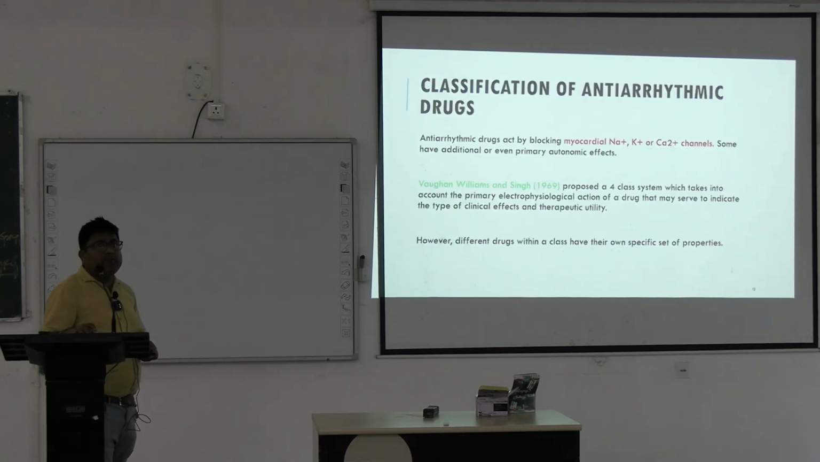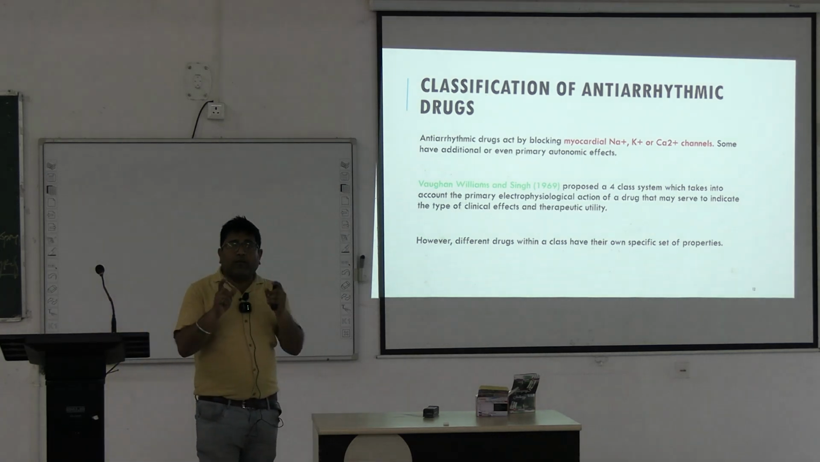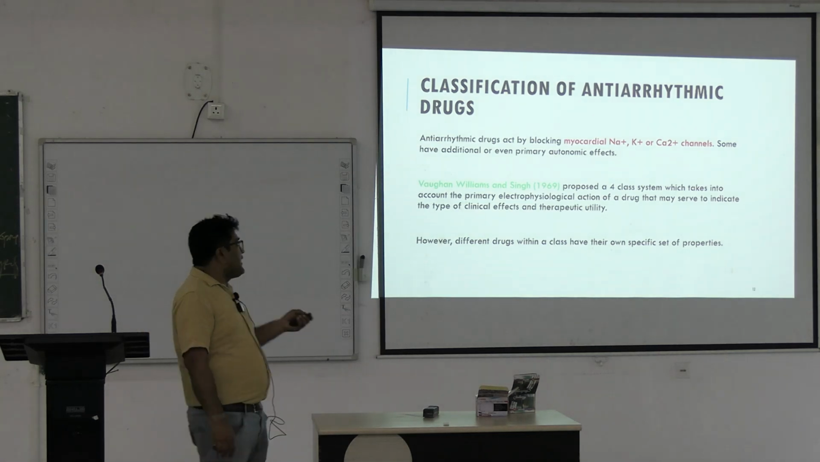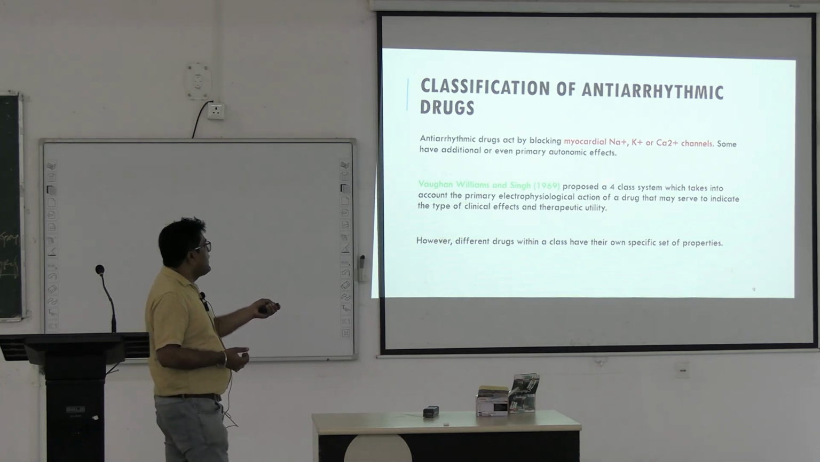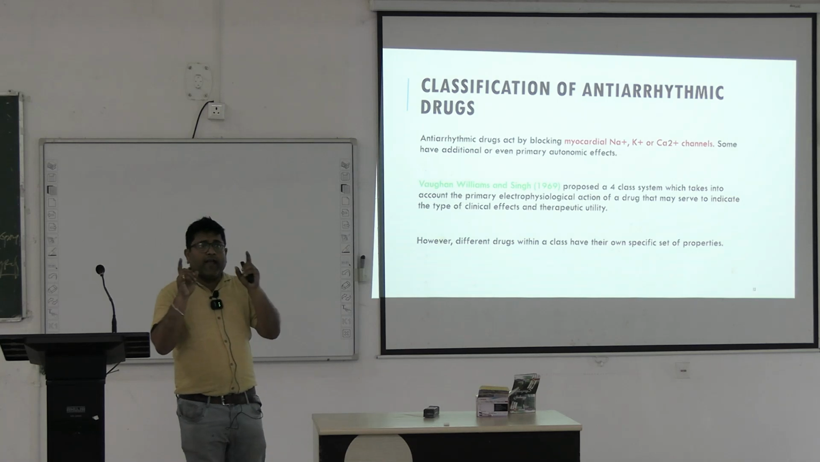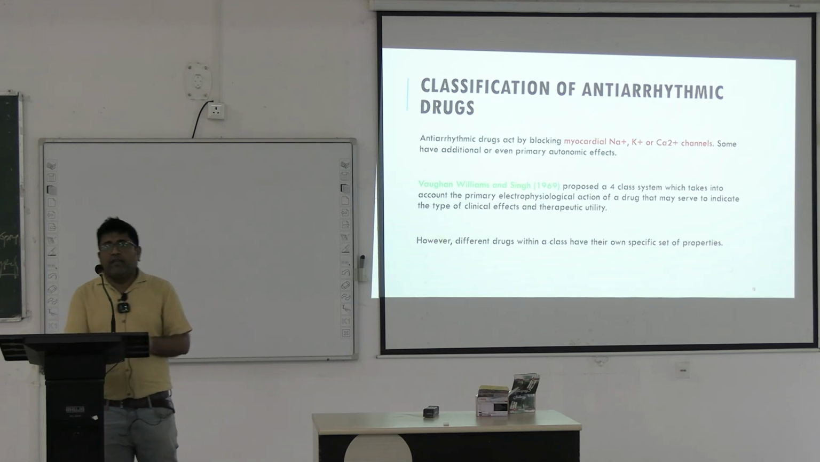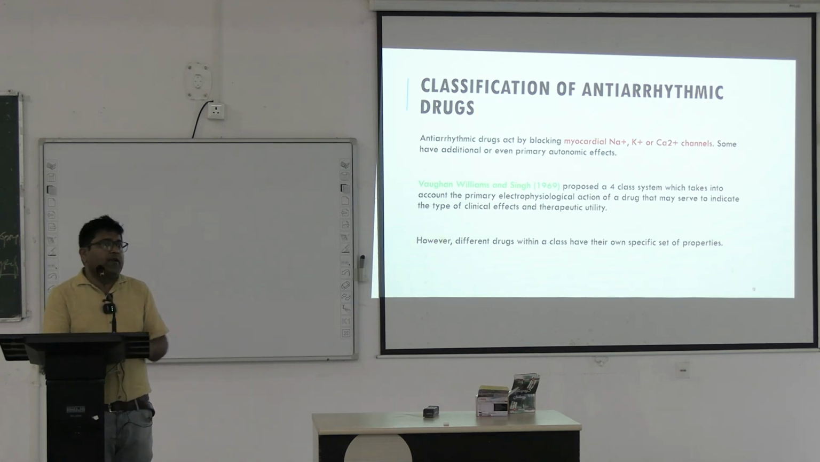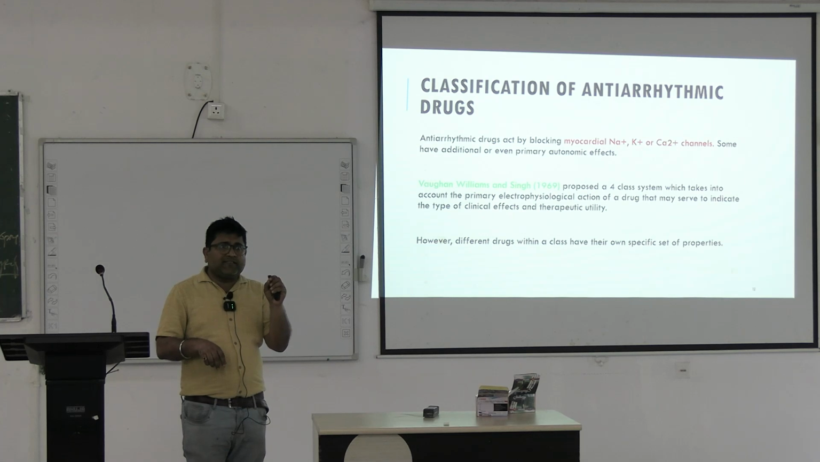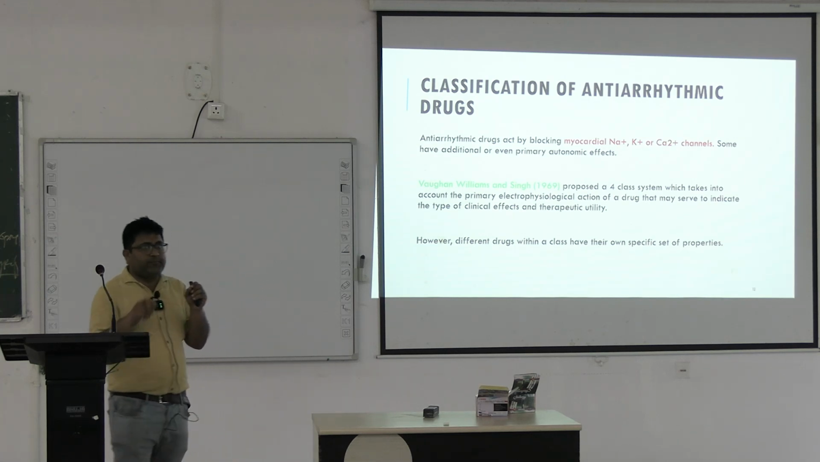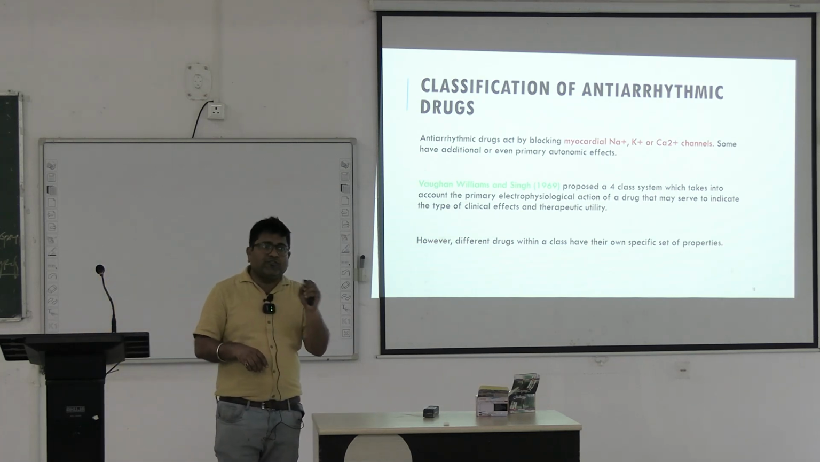Now, classification of antiarrhythmic drugs. A lot of antiarrhythmic drugs are available. Based on the blockade of the channels, they have been classified into class 1, class 2, class 3 and class 4. It was first done by Vaughan Williams and Singh in 1969. However, certain antiarrhythmic drugs do not fit in the class system, like adenosine, which is the drug of choice in paroxysmal supraventricular tachycardia, and does not come under any of the classes. And a drug in one class can have additional actions of other classes, like sotalol, a beta blocker included in class 2, but it also shows class 3 property.